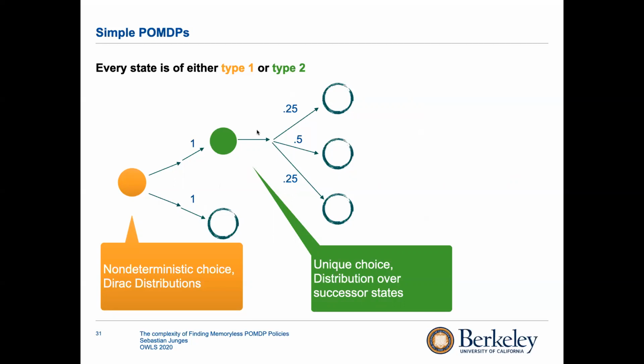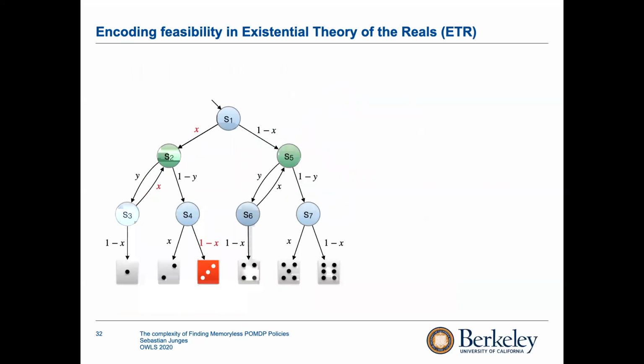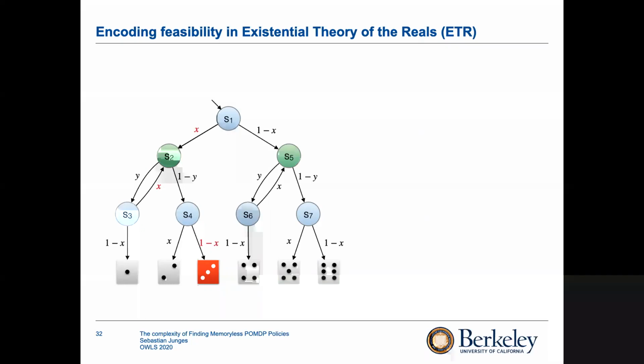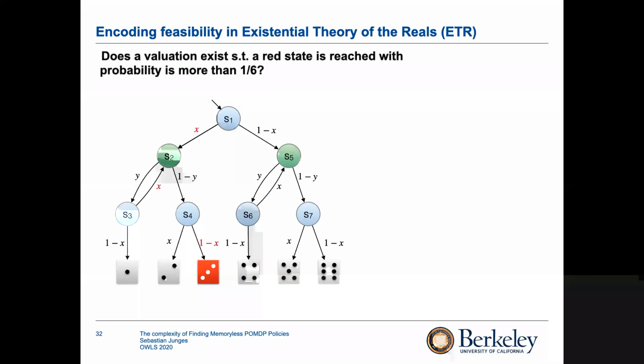This kind of brings the POMDP part to an end, and I will use the rest of the talk to clarify how PMCs are ETR-hard or ETR-complete, no problem. And first, let me show the encoding of feasibility into the existential theory of the reals. So the concrete question here could be, is the probability that we reach the red state more than 1/6?